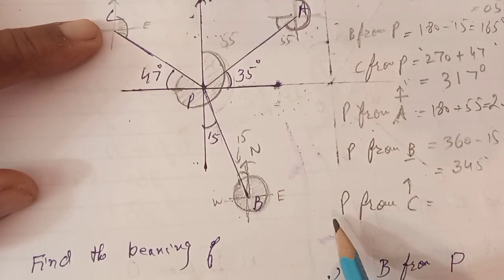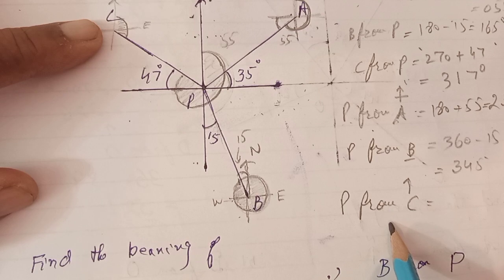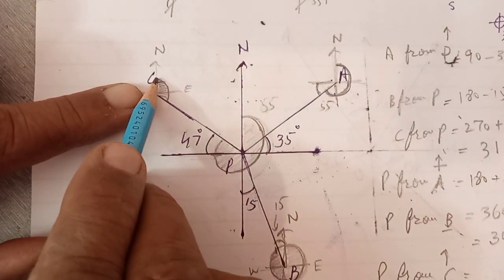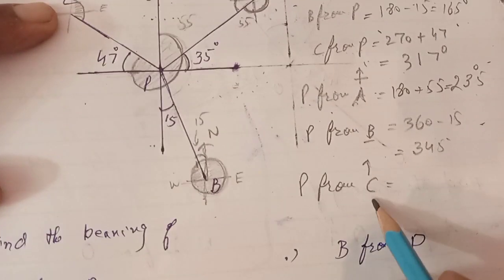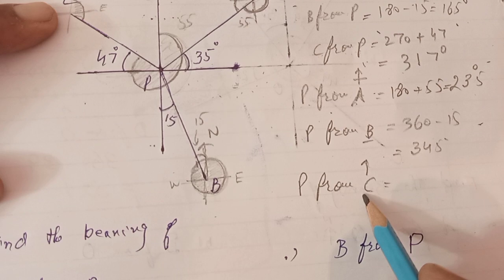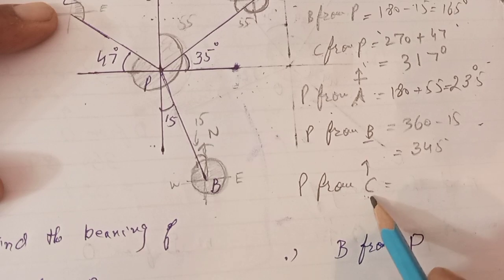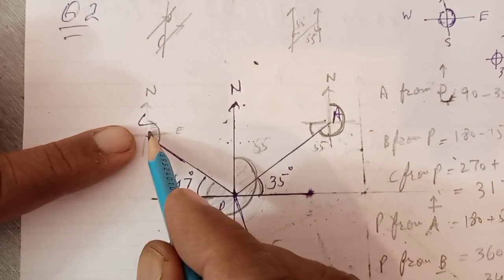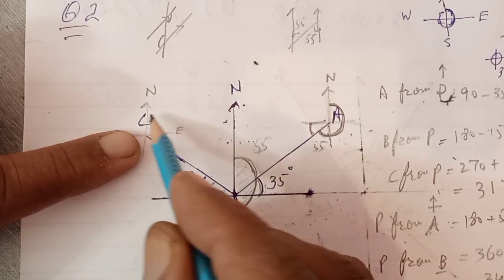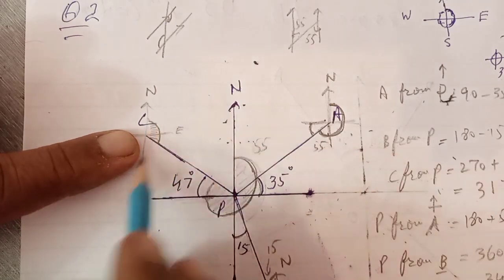What is being asked? Bearing of P from C. So this is the CP line. Start from the north pole at C. Why do we take C? Because C comes after "from". The point which comes after "from", we have to draw the north pole at that point. So I have to draw the north pole at C. Then start from the north pole to the line CP.